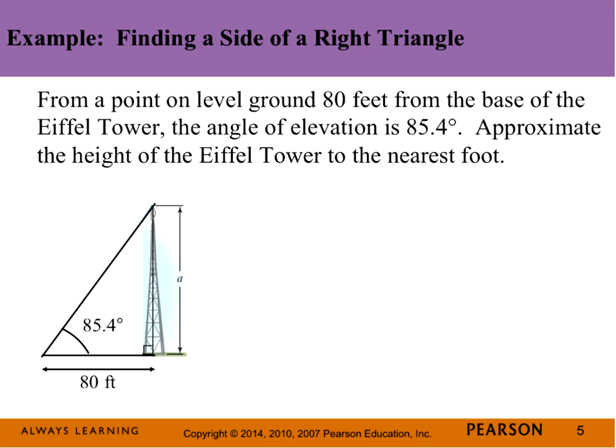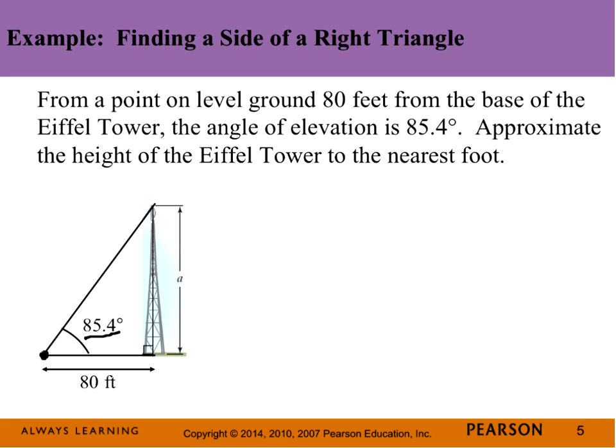All right, so we're given a problem here regarding the Eiffel Tower, and it says from a point on level ground, 80 feet from the base of the Eiffel Tower, so right here, the angle of elevation is 85.4 degrees. And they're asking us to approximate the height of the Eiffel Tower. In other words, find the side length of A, and we want to round that to the nearest foot.